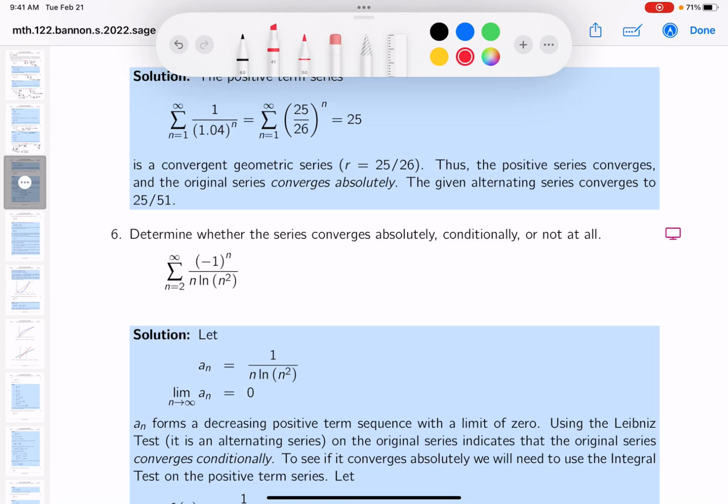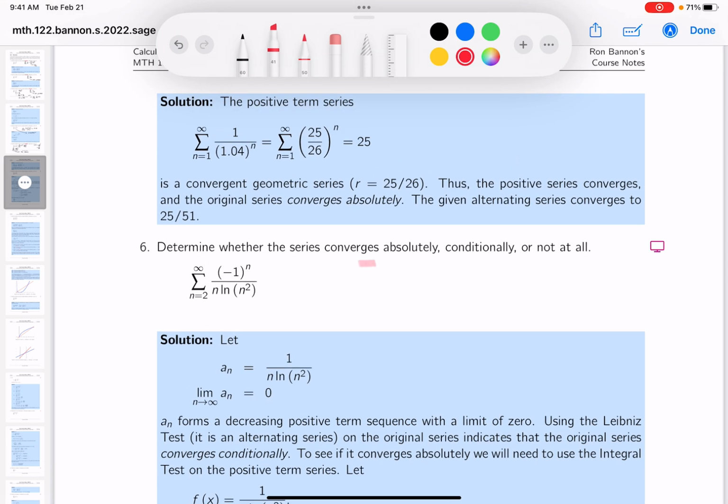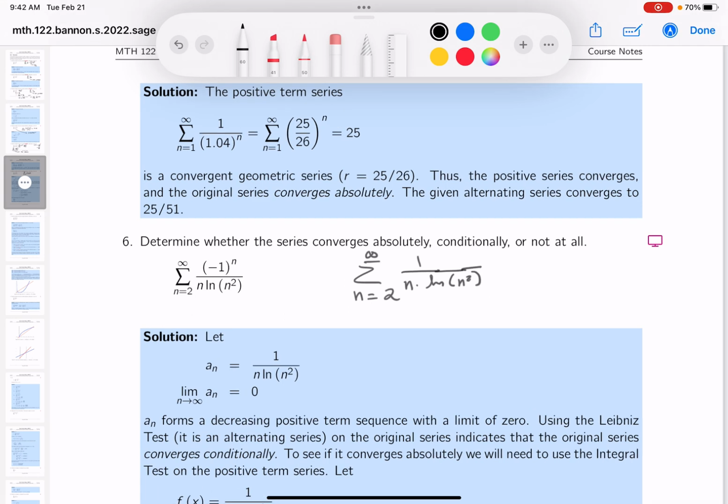Again, I'm going to look at the absolute value of this. And I'm going to look at this over here. The sum n equals 2 off to infinity of 1 over n times the natural log of n squared. Now looking at it, let's be careful about this. It's going to be continuous, positive, and decreasing.